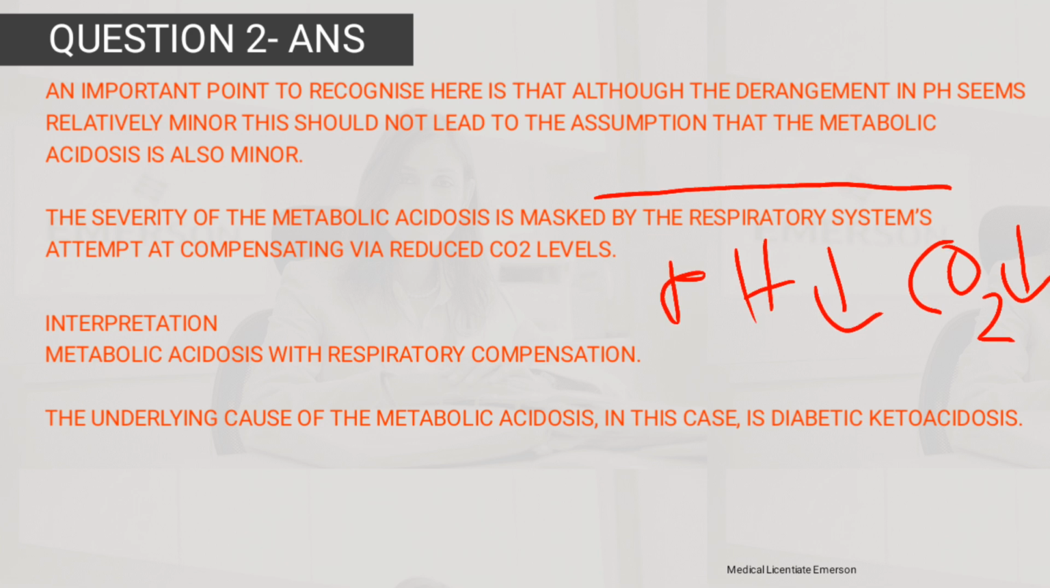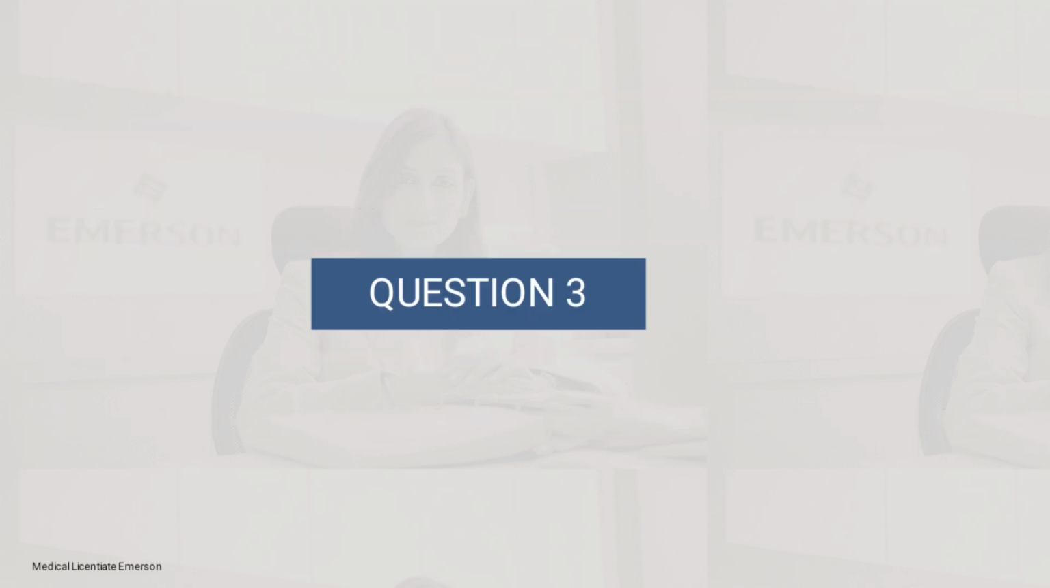Okay, so if you ask the underlying cause, then you would say the underlying cause of metabolic acidosis in this case is diabetic ketoacidosis. Looking at the clinical picture we have been given and the signs and symptoms, they are in keeping with diabetic ketoacidosis. Okay, so let's move to the next question.